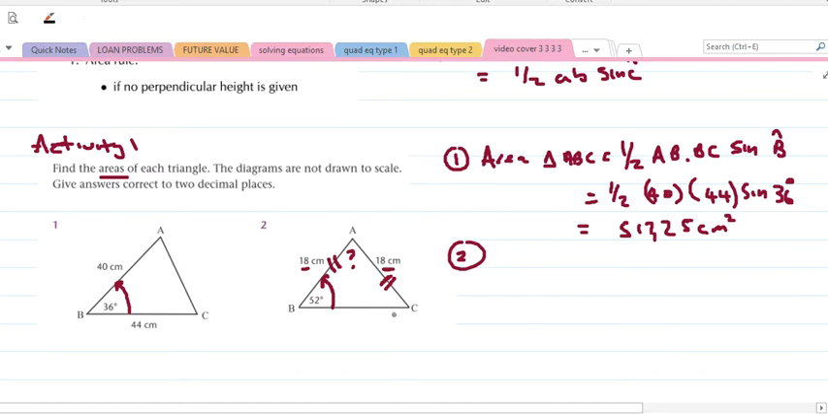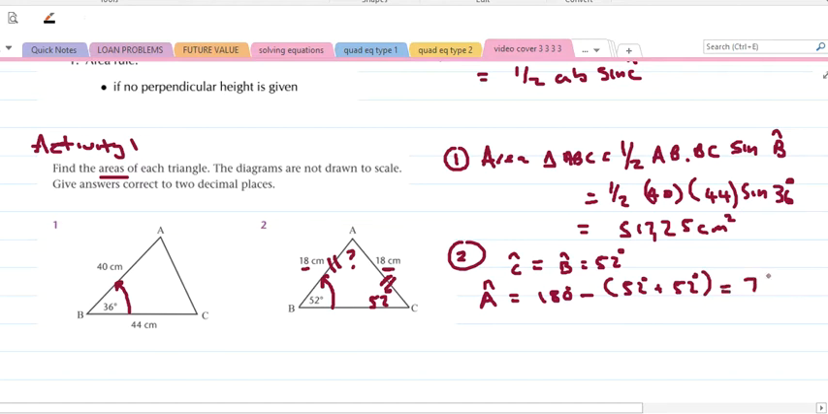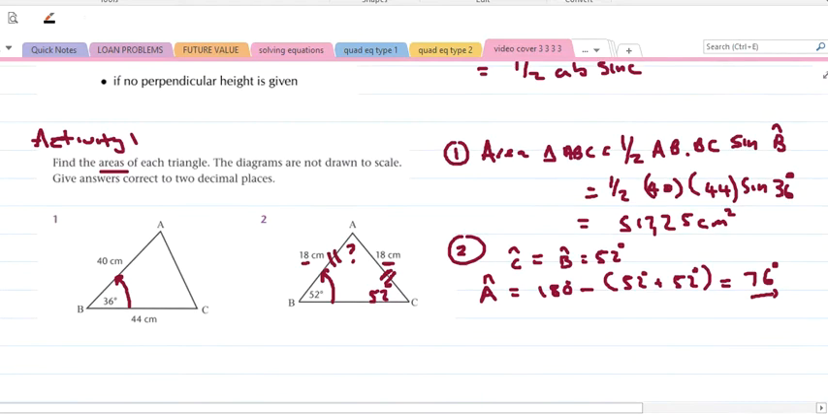So now it makes sense that we can say angle C is equal to angle B, which is 52 degrees. Hence, by sum of angles of a triangle, angle A will be 180 minus 52 plus 52 degrees, which would be 76 degrees. So that solves our problem of getting the angle between the two sides. Now we can apply the area rule.